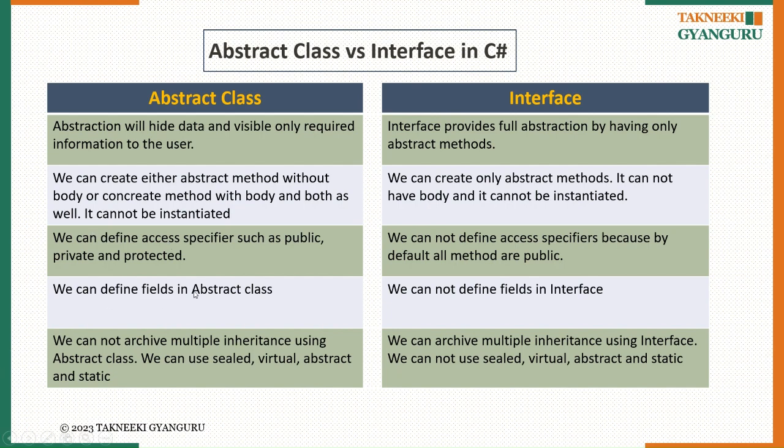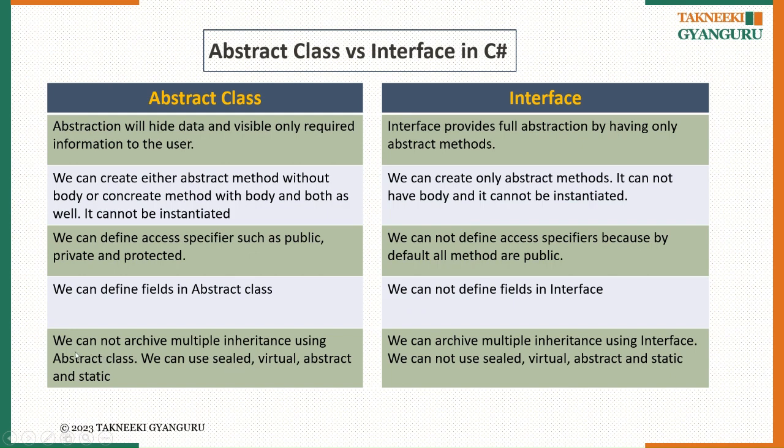The next difference is we can define fields in an abstract class. Means we can create fields like public string abc, or private int xyz, right? Fields can be defined in an abstract class, but we cannot define fields in an interface. That is the difference, right?